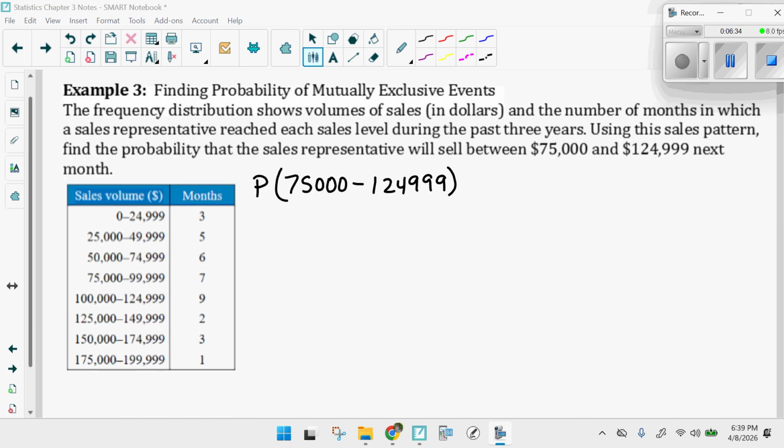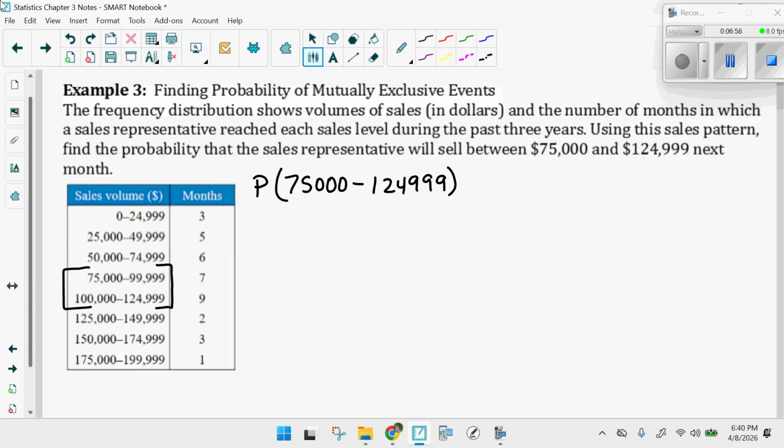The frequency distribution shows the sales in dollars and the number of months in which the sales representative reached each sales level during the past 3 years. Using this data, find the probability that a sales representative will sell between 75,000 and 124,900. So 75,000 to 124,900 would be this range right here.